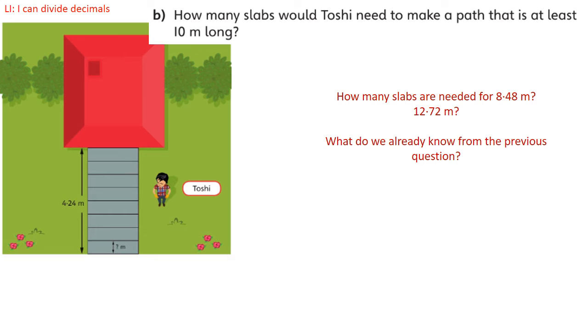So the next part of this question was, how many slabs would Toshi need to make a path that is at least 10 metres long? What do we know already? We know that each slab is 0.53 metres, or 53 centimetres.